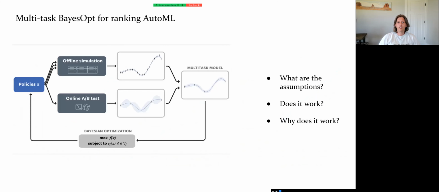In this work, we study the use of multitask Bayesian optimization to combine offline and online observations for automated tuning of ranking systems, the goal being to reduce the number of online observations required. Some of the particular questions we study are, what are the underlying assumptions, and are these held in online ranking systems? Does it work? And if so, why does it work? We'll talk about each of these briefly now.